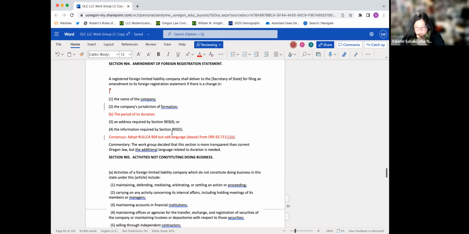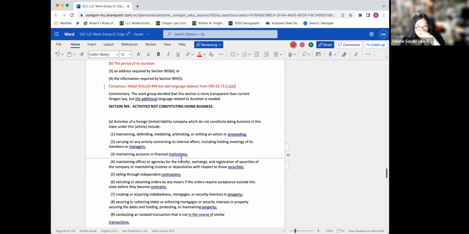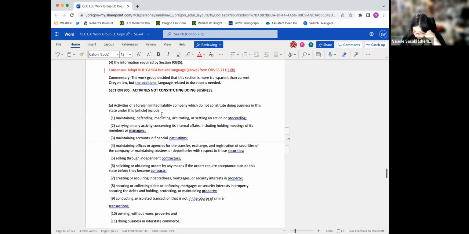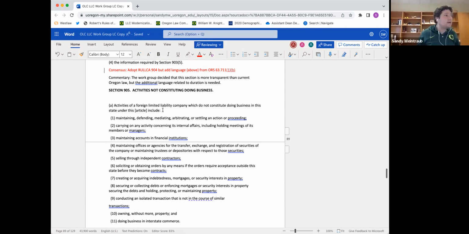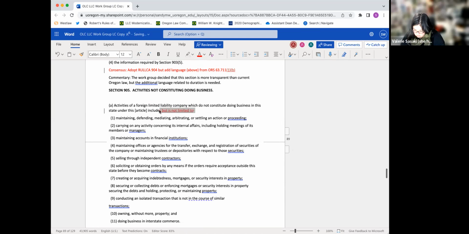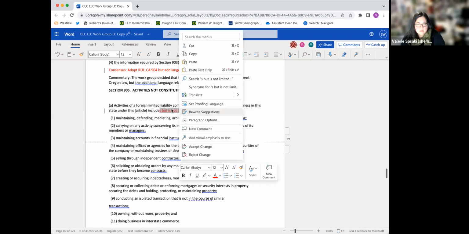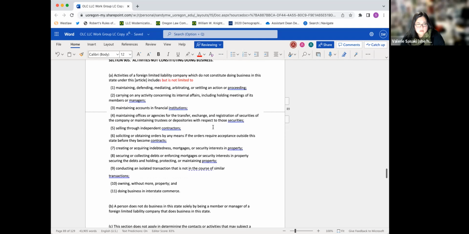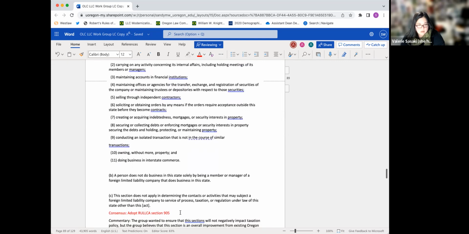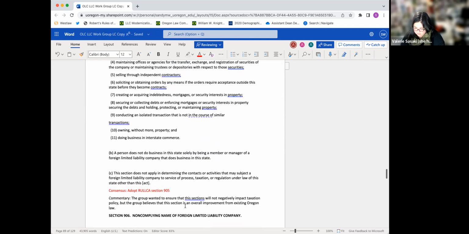Okay. So 905. Hold on. Under A, I have a includes but is not limited to. Okay. Yes, me too. And that's all I've got on the first part. And then, yeah, I don't have any other changes. Does anybody else have any other changes to 905?